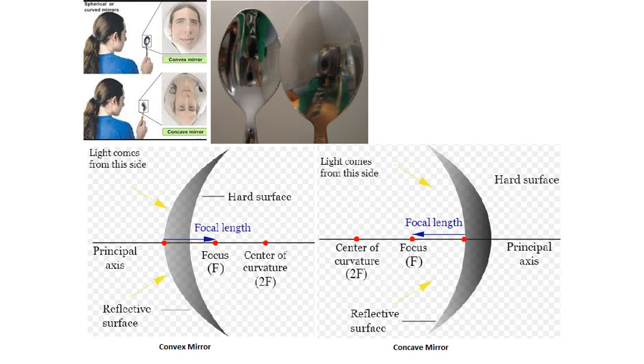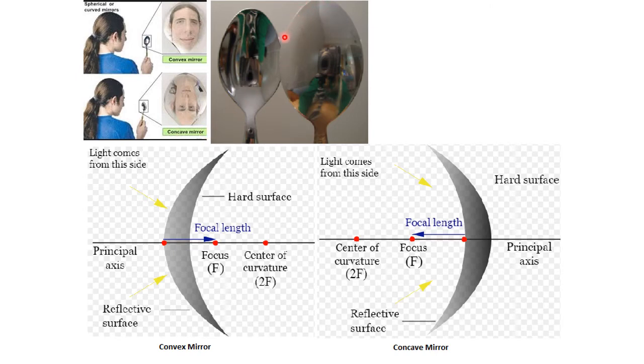To have a better understanding of a convex and a concave mirror, let's take the help of a spoon. Suppose we look at our reflection from the inner part of the spoon, as in this case. What happens? An image is formed. This is the image formed by the inner part of the spoon. So in this case, the inner part of the spoon acts as your concave mirror.